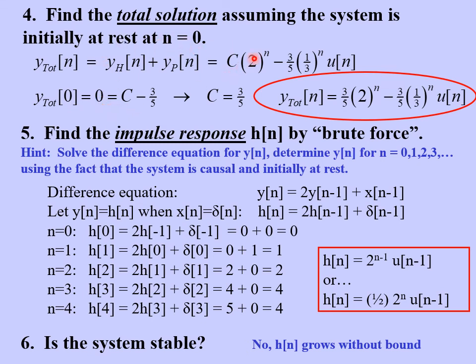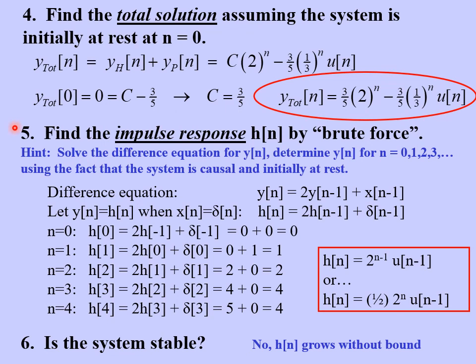So when you set n equals 0 up here, you get c minus 3/5. Therefore, c equals 3/5, and we can now write the total solution to this linear difference equation as 3/5 times 2 to the n minus 3/5 times 1/3 to the n times u of n.